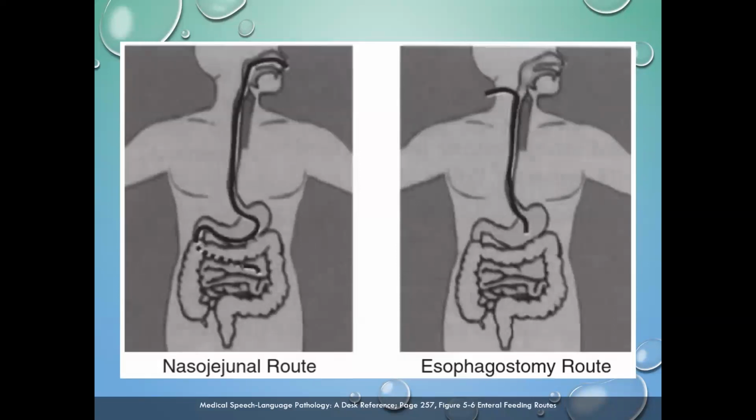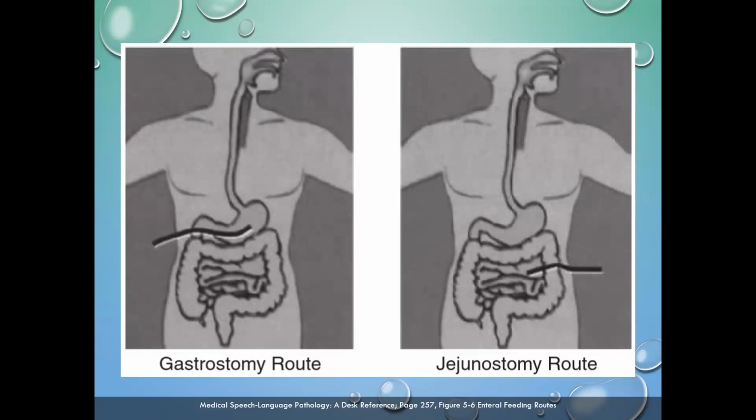This next image shows you the NJ tube and the esophagostomy route. And here we have the G and the J tubes. Again, you don't have to be the expert on tubes, but I will say that our patients tend to ask us a lot of questions about them. So you can listen, you can answer what you can. You'll always encourage them to ask specific questions to the GI doctor and even to the dietitian.